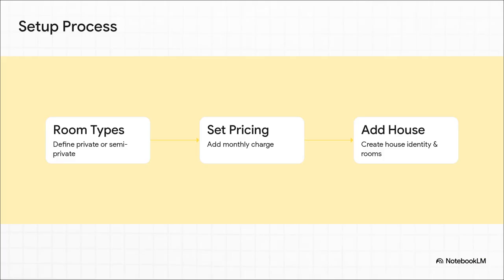Before we can bring in any residents, we've got to lay the digital bricks, so to speak. Setting up the configuration is super straightforward. Step 1, you add your room types, like a single private room or a semi-private room. Step 2, you set the baseline monthly pricing for those rooms. And Step 3, you create the actual house identity and assign those physical rooms to the building.